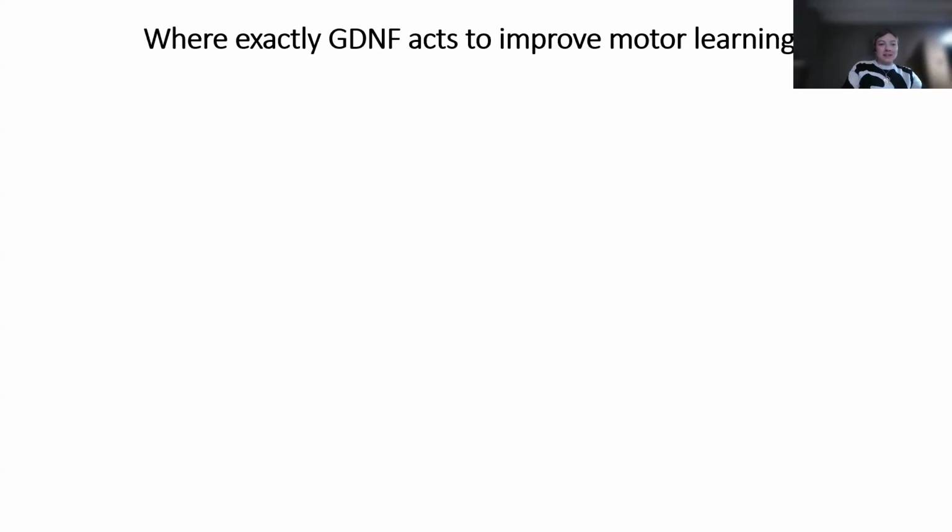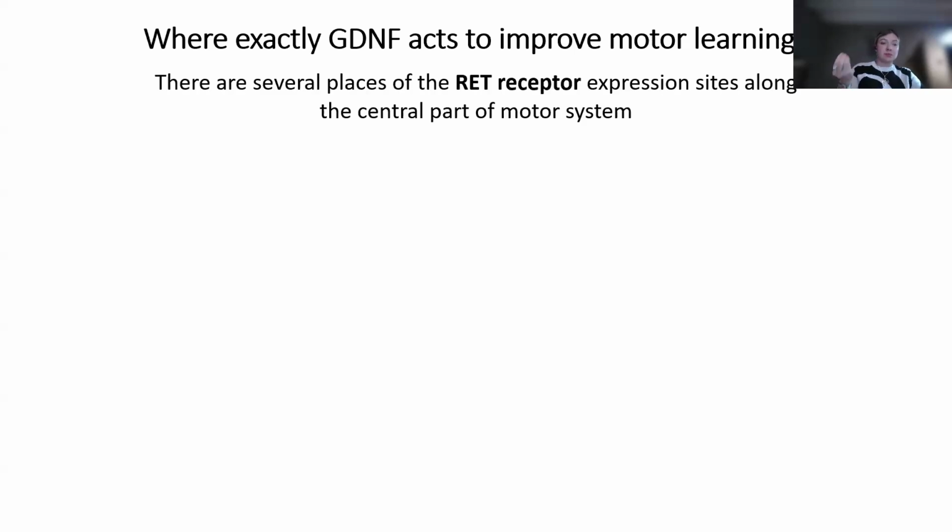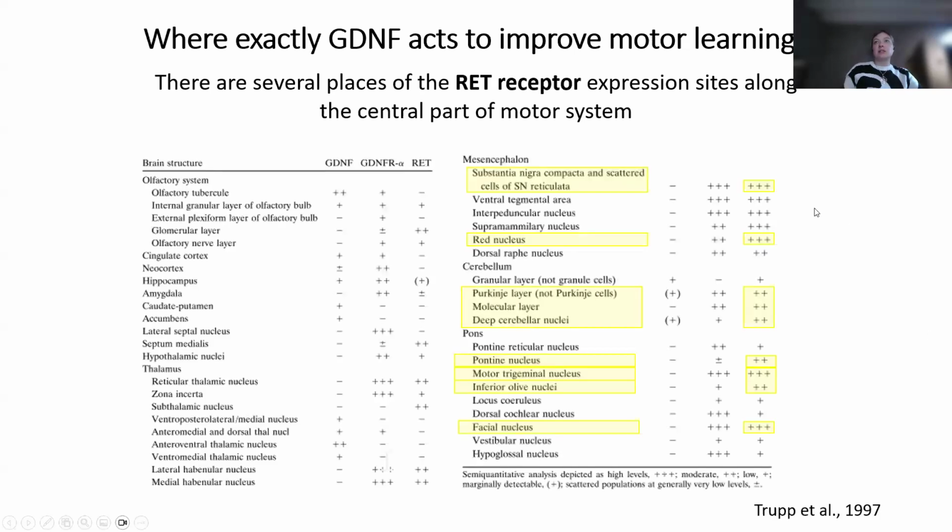Then, even in the central motor system, there are different places where the receptors for GDNF are expressed, called RET receptors, which I showed in the first slide. It's expressed in many places: in the substantia nigra, in the striatum, in the red nucleus, in the cerebellum, in Purkinje cells and in granular cells. Now we know it a bit better, also in the pons, in the pontine nucleus, and in different motor nuclei. So then we needed to narrow it down even further.